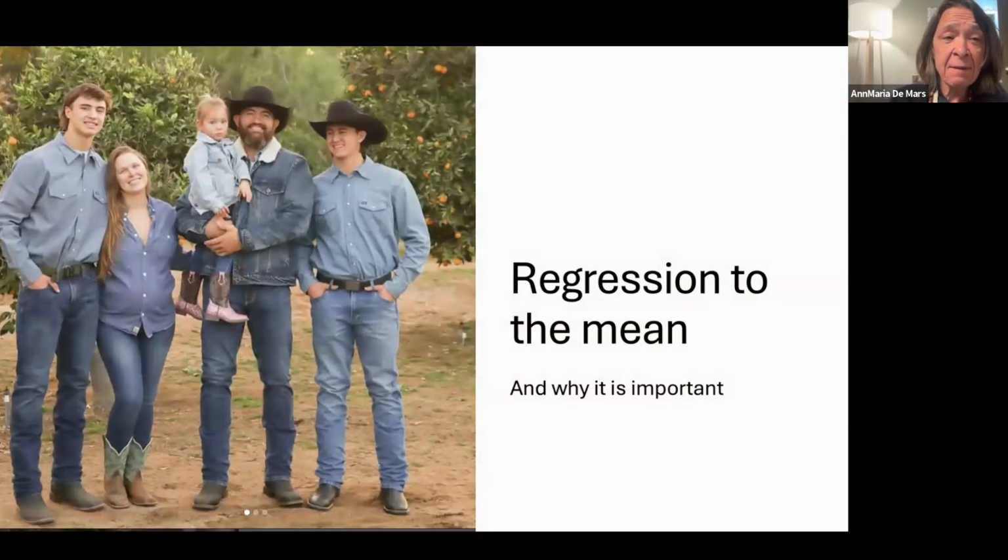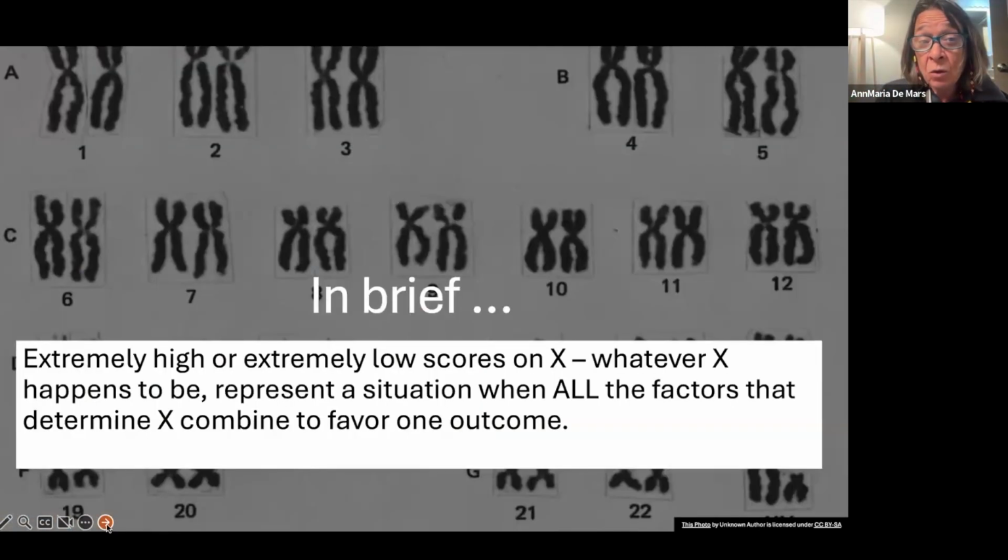Well, this is my lovely daughter and her husband, who is 6'7", and the boys who are 6'5" and 6'4". So Travis is really tall, and the boys are also really tall, but not quite as tall. And that is a perfect illustration of regression to the mean. In brief, extremely high scores or extremely low scores on X, whatever X happens to be, represent a situation when all the factors that determine X combine to favor one outcome.